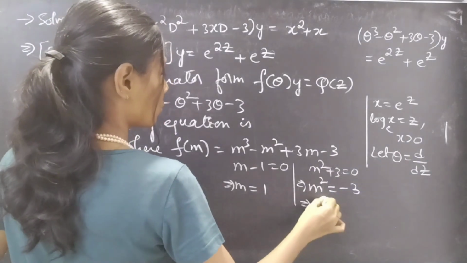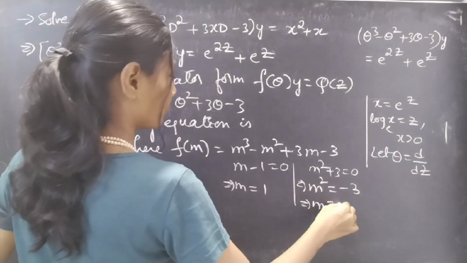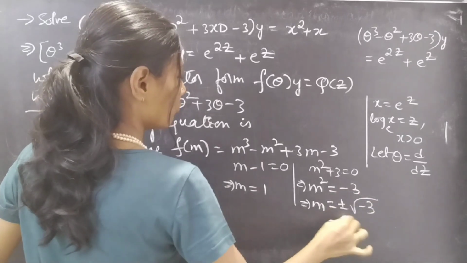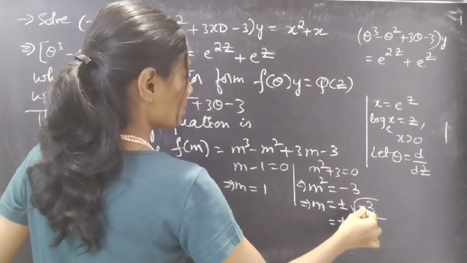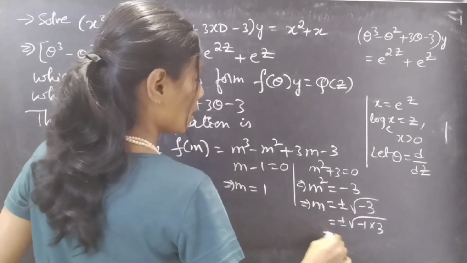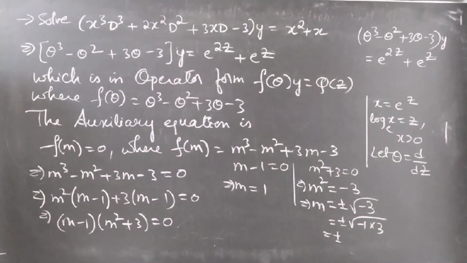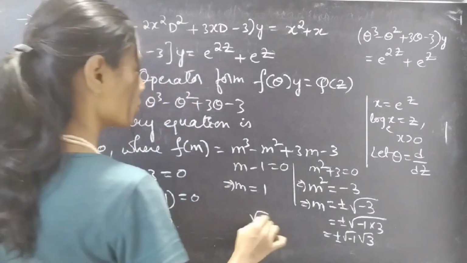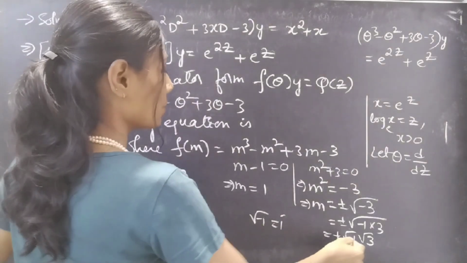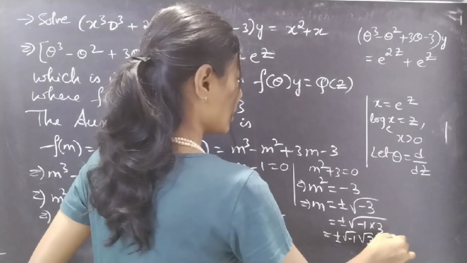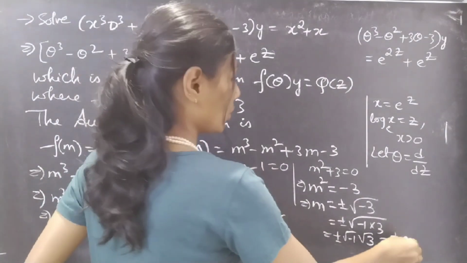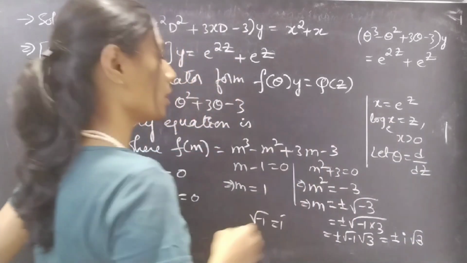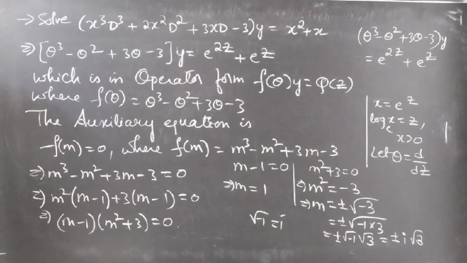Then m equals plus or minus square root of minus 3. We can write square root of minus 3 as square root of minus 1 into 3, and split it as square root of minus 1 into square root of 3. Since we know that square root of minus 1 is i, we get plus or minus i root 3, a pair of complex conjugates, right?